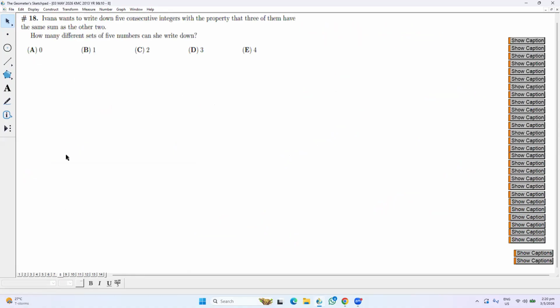Number 8. Ivana wants to write down 5 consecutive integers with the property that 3 of them have the same sum as the other 2. How many different sets of 5 numbers can she write? She can write 5 consecutive numbers, and 3 of them sum the same as the other 2. And there are a few sets. We want to know how many sets of these 5 consecutive numbers.